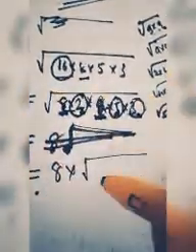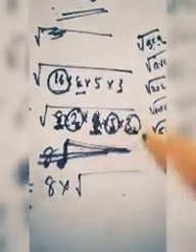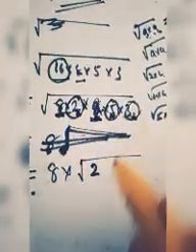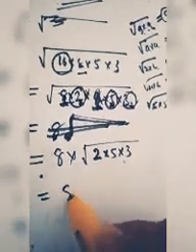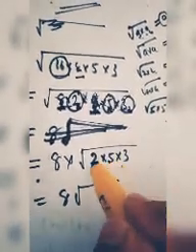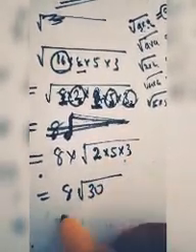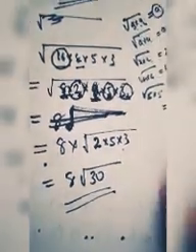Just draw the square root sign as it is. Then 2, 5, 3. Write all those numbers inside the square root. 2 into 5 into 3. Clear? So the answer will be 8 root, 2 into 5 is 10, 10 into 3 is 30. So the answer will be 8 root 30.